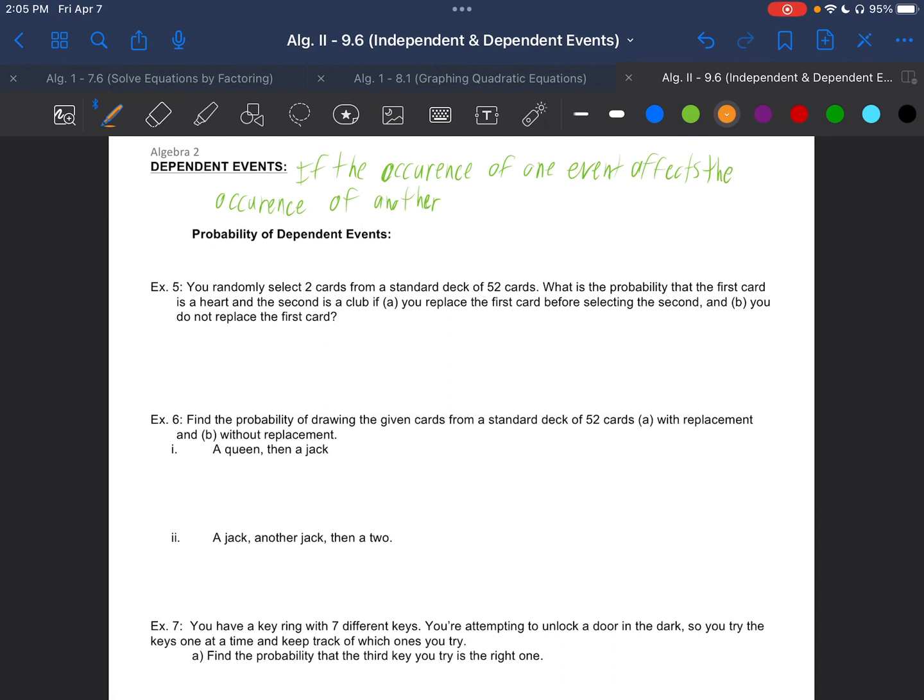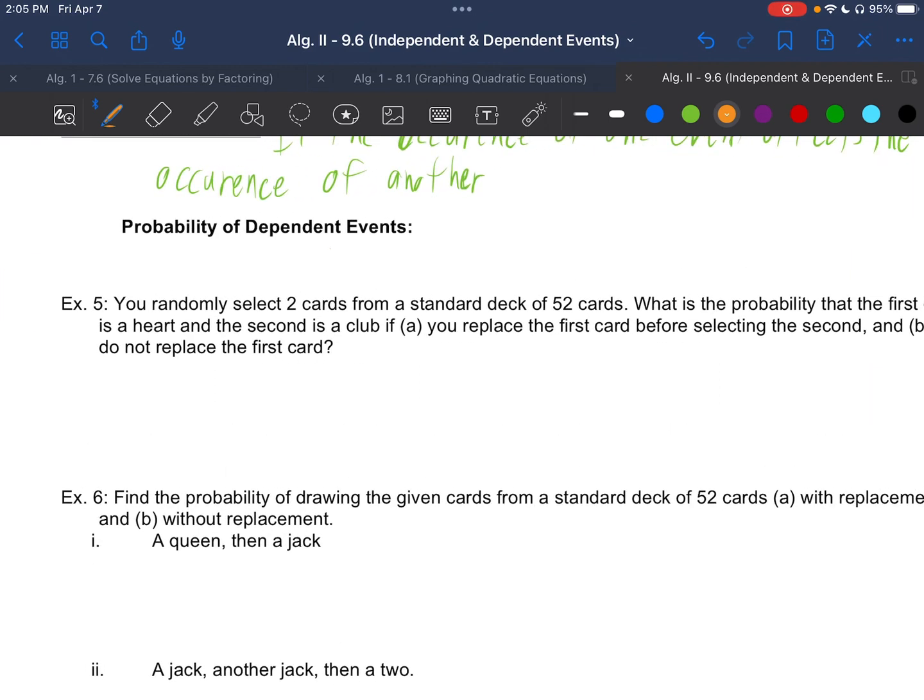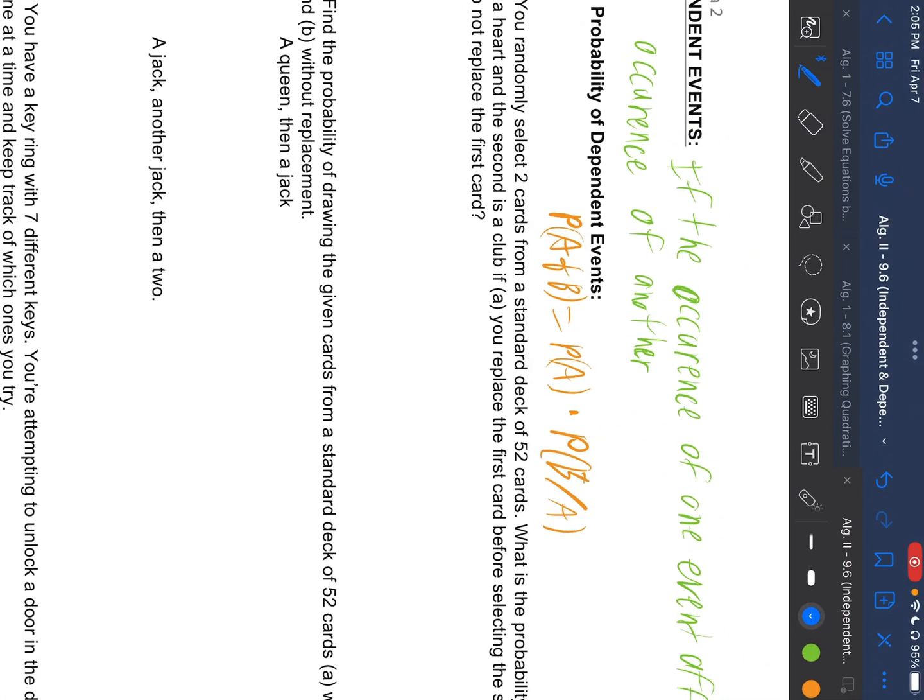So mathematically, what you do is you say the probability of A and B is the probability of event A occurring times the probability of event B occurring given A already happened. So using that given probability that we did last section in section 5.